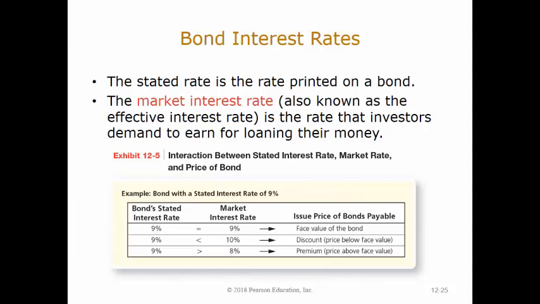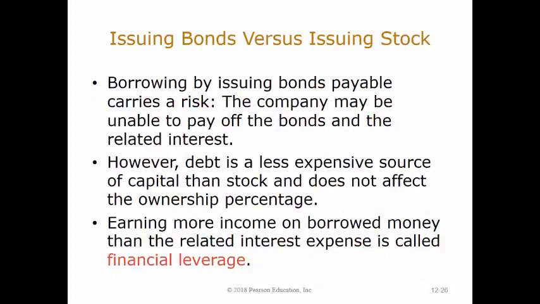The market interest rate varies constantly. A company may issue bonds with a stated rate that differs from the market interest rate due to the time gap between the time the bonds were printed or engraved, showing the stated rate, and the actual issuance of the bonds. Exhibit 12.5 shows how the stated interest rate and the market interest rate work together to determine the price of a bond.